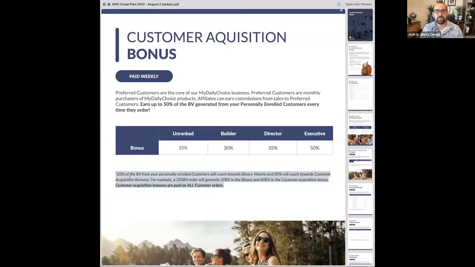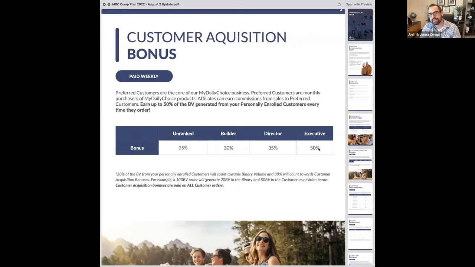20% of the BV from your personally enrolled customers is going to count towards the binary. Okay, so let's say I bring in a customer on a 100 point order, 20 of that is going to the binary, and 80 is going into this customer acquisition bonus. And as an executive, I'm able to get 50% of the 80. So I can earn $40 on a 100-point order from my personally enrolled customer.